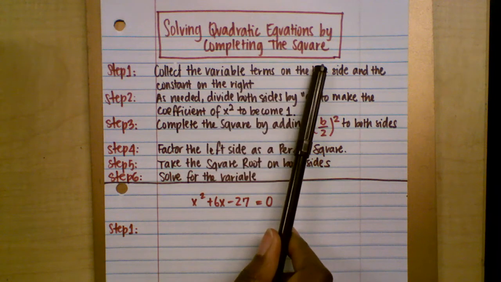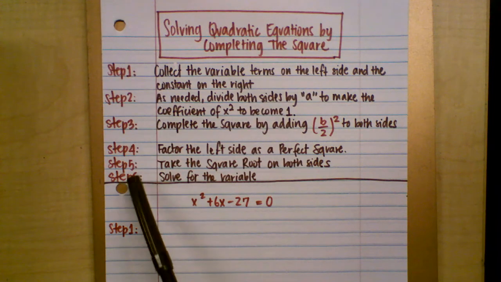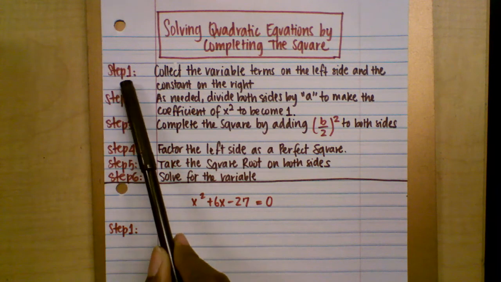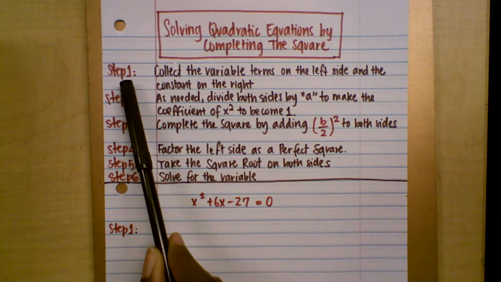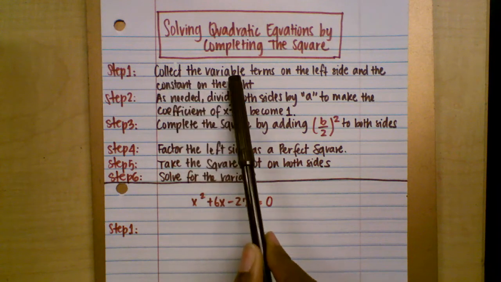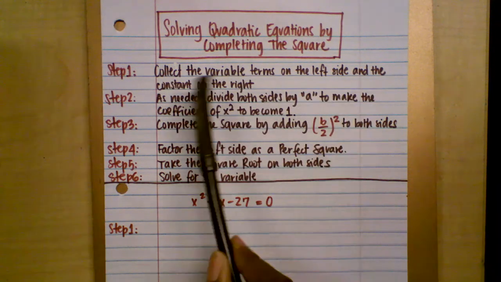In this video, I am going to show you how to solve quadratic equations by completing the square. So I list out the steps. Let's read together the first step. Step one, you're going to collect the variable terms on the left side and the constant on the right.